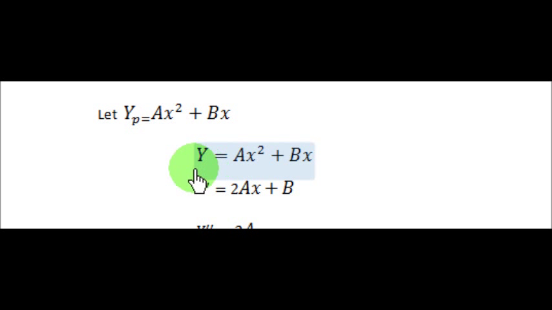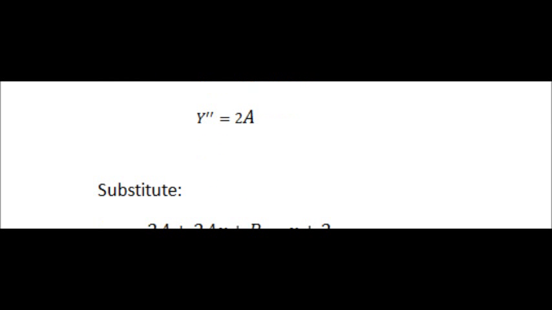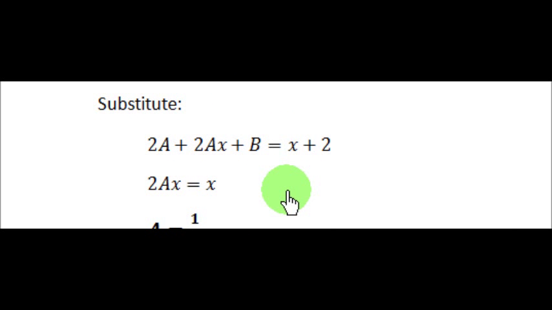So y equals ax squared plus bx, then differentiate, we have y prime equals 2ax plus b, and differentiate again, we have y double prime equals 2a. So we need to substitute the values into the original equation. So upon substitution, we have 2a plus 2ax plus b equals x plus 2.